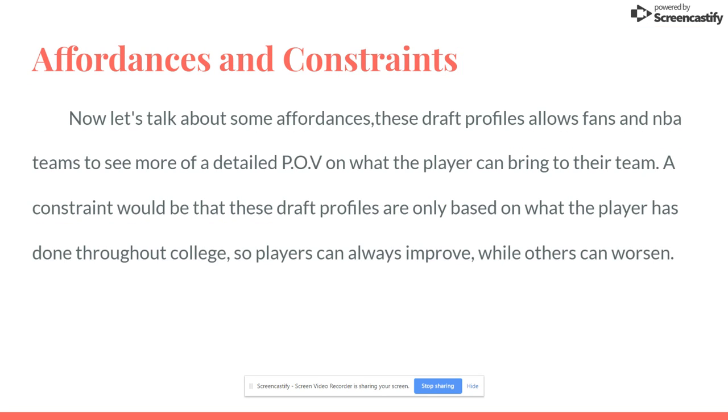Now let's talk about some affordances. These draft profiles allow fans and NBA teams to see a more detailed point of view on what the player can bring to their team. A constraint would be that these draft profiles are only based on what the player has done throughout college, so players can improve while others can worsen.